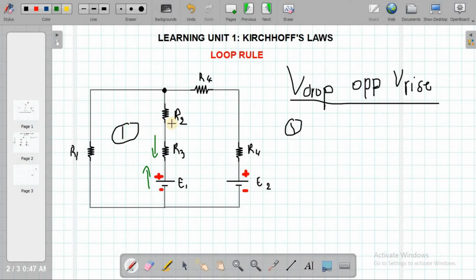Because it's still the same loop, we won't care about this other side, only loop 1. In loop 1 we still have another resistor, R2, and on each resistor the voltage drop opposes the voltage rise, which is the voltage from the source. So R2 will also oppose. This resistance is connected to the same voltage, so its voltage drop also opposes it.